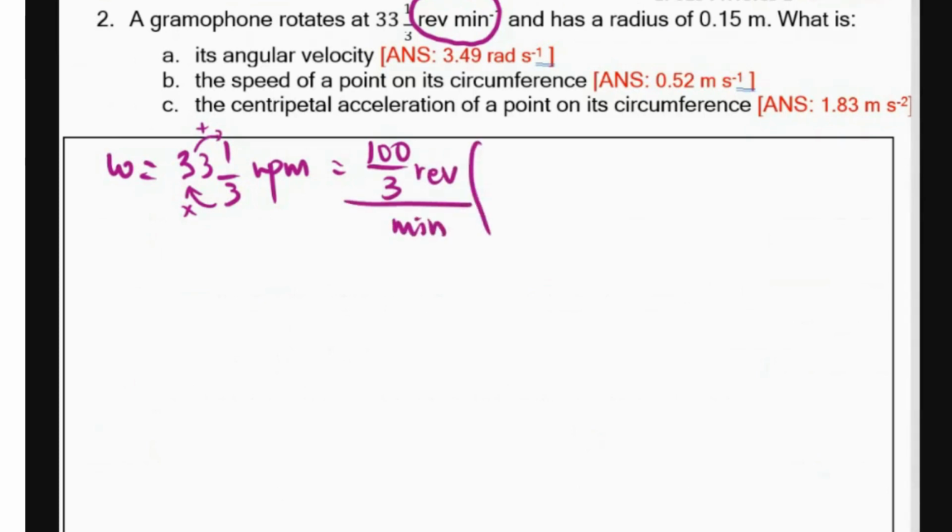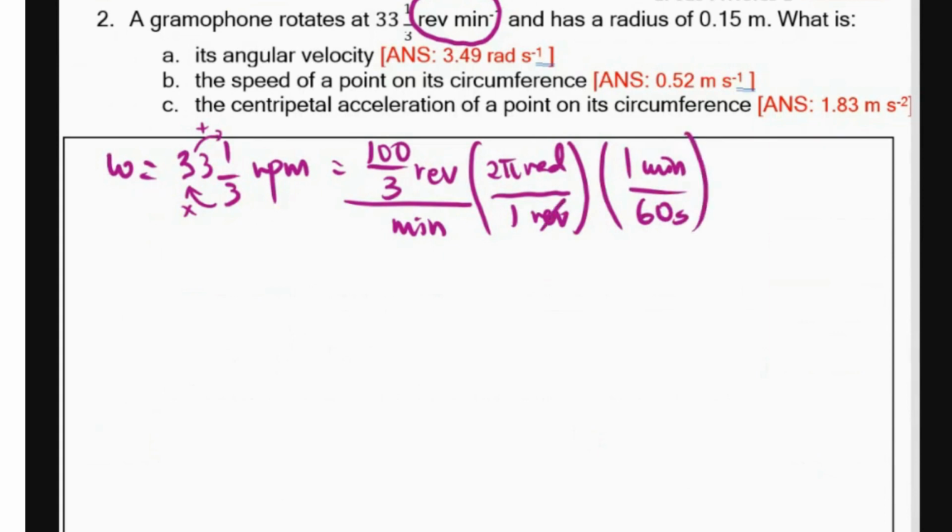So you have to convert to radians per second. In the first bracket is the conversion for 1 revolution equal to 2 pi radians, and the second bracket is minute to second. Then minute and revolution can be cancelled out. So 100 by 3 times 2 pi divided by 60. So that is the omega.